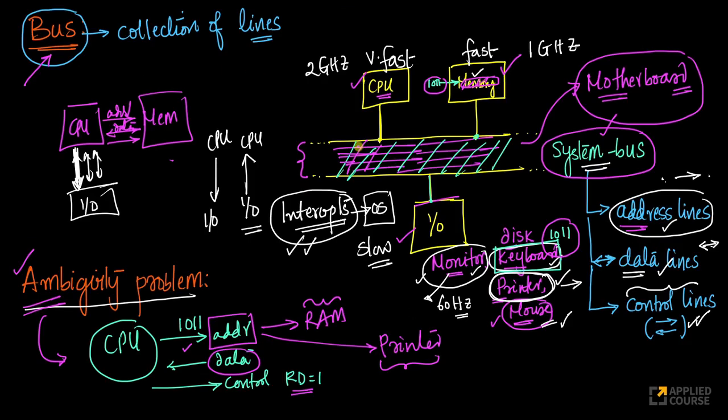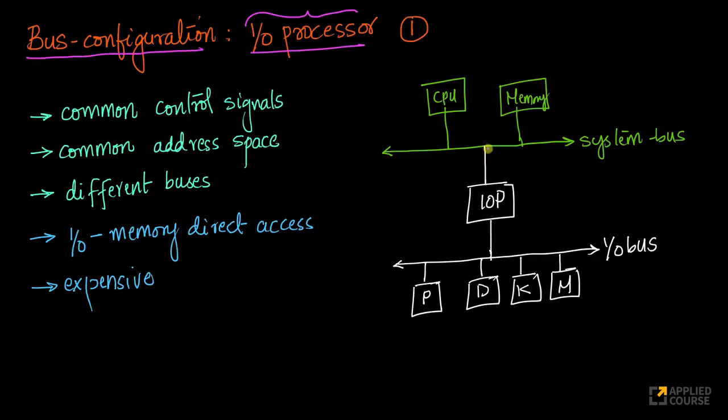Instead of drawing it like a thick wire, I've drawn it like a thin wire just for simplicity. Now what I have here is a special purpose processor called an IO processor. Remember, your IO processor is a special purpose processor which is designed to handle all IO devices. So this IO processor is connected to the IO bus.